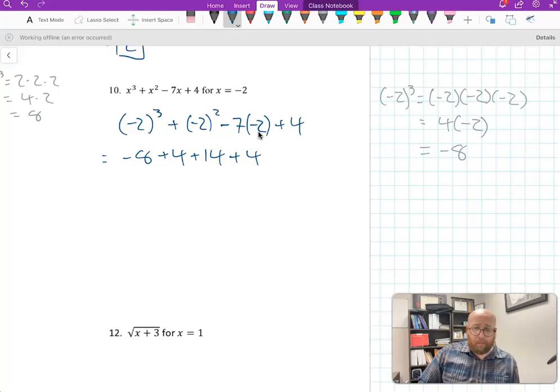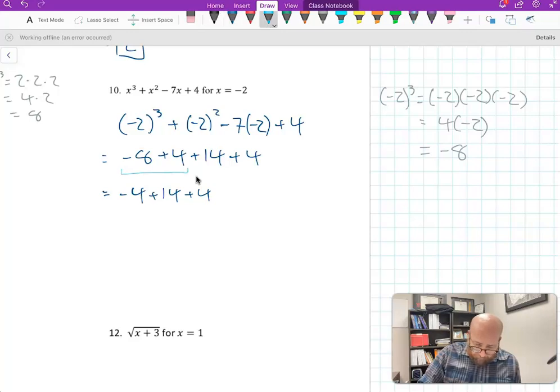Negative 7 times a negative 2 is a positive 14 plus 4. Okay, now, if you were to work this problem out from left to right, because all we have is addition, let's see what happens when we start adding everything together. Negative 8 plus 4 is a negative 4. You have plus 14 plus 4. Negative 4 plus 14 is a positive 10. And then 10 plus 4 is 14.